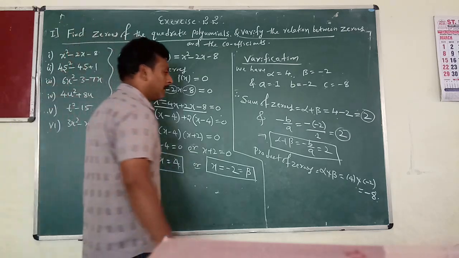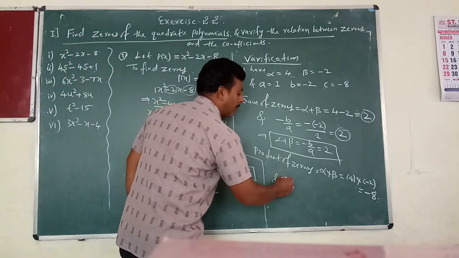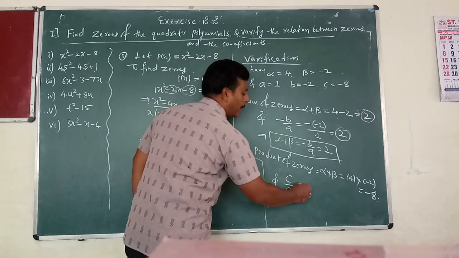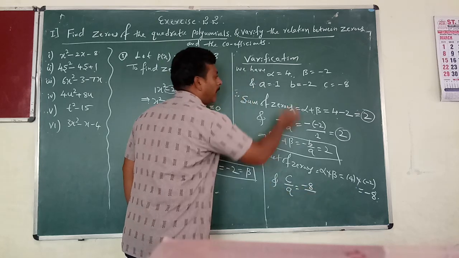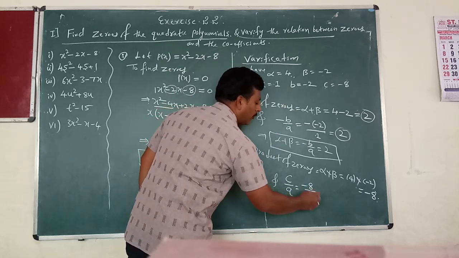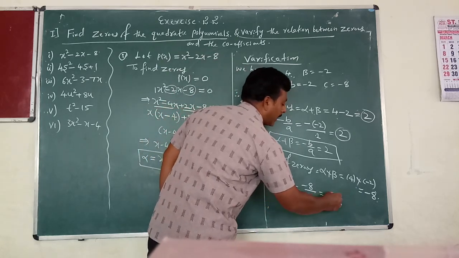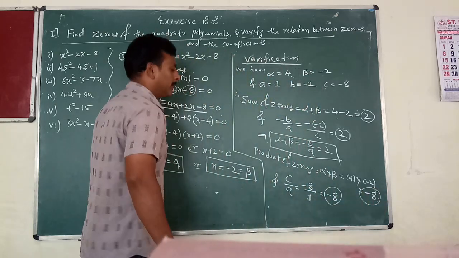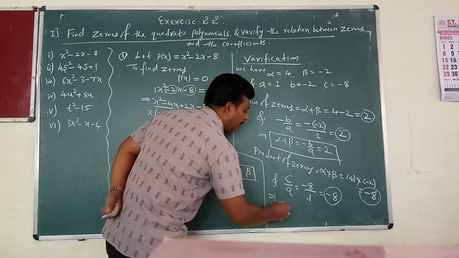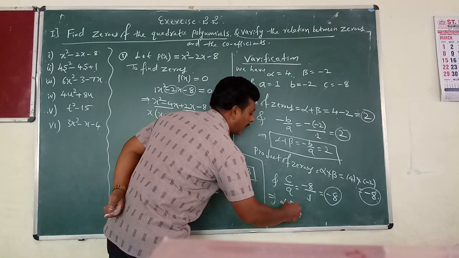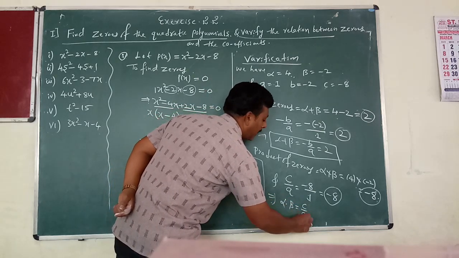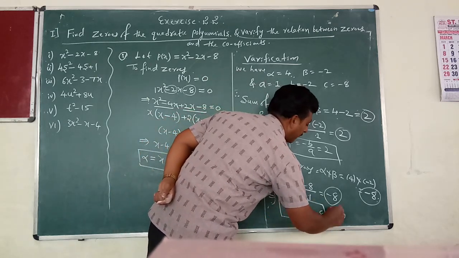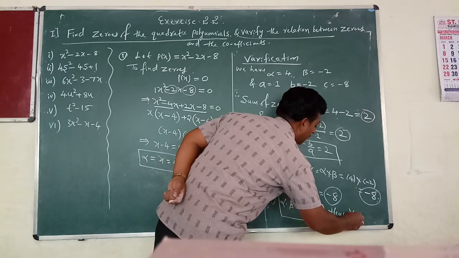Now another formula we can apply: C upon A. What is C here? Minus 8, divided by A, which is 1. So minus 8 by 1 is again minus 8. You can observe the product is also the same. Therefore we can write alpha into beta is equal to C by A is equal to minus 8. So hence verified.